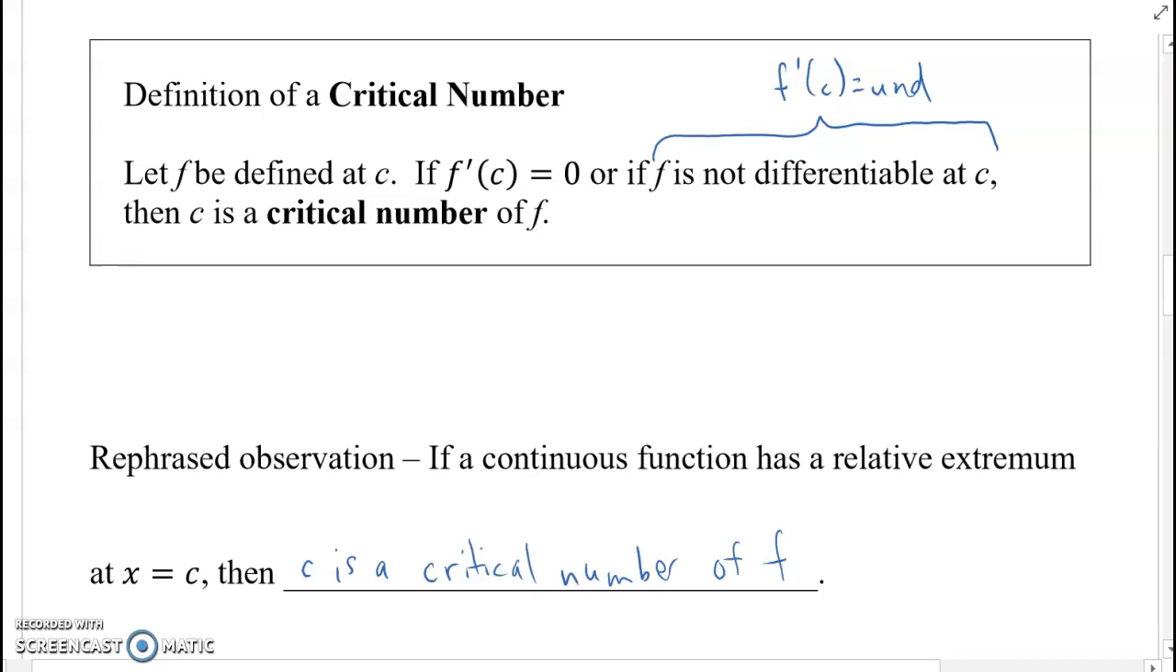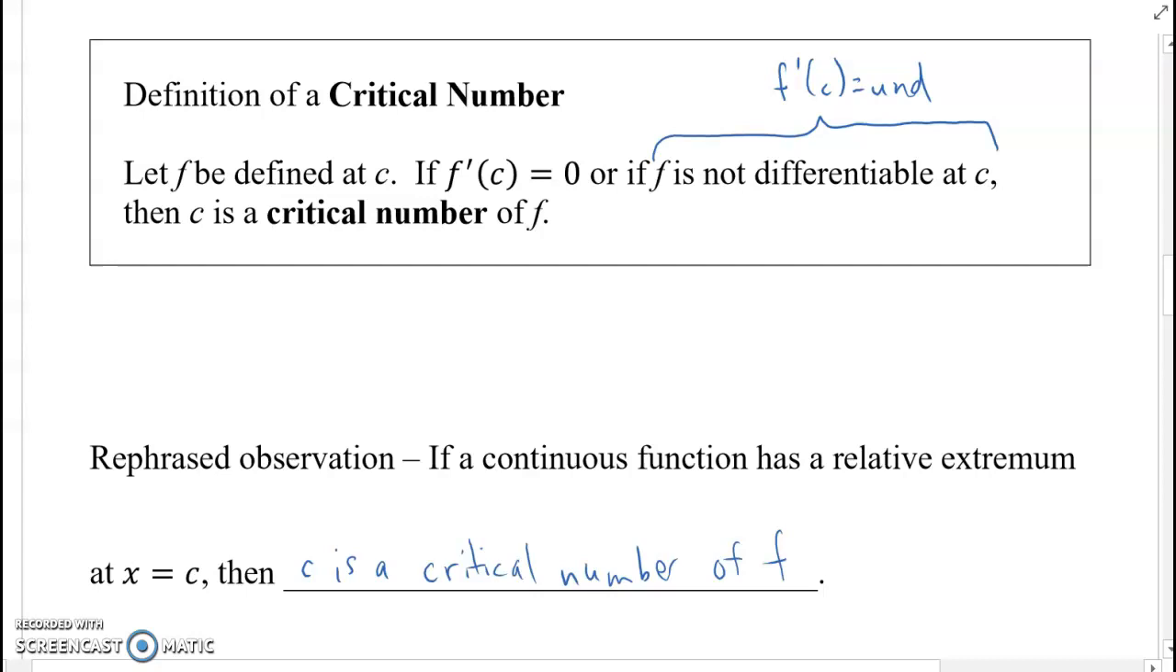The last video showed us what a critical number was. Remember that a critical number is a value that when you plug it into the derivative, you get either 0 or undefined. And the reason we call these values critical numbers is because if a continuous function has a relative extremum at a particular value, then that particular value is a critical number.